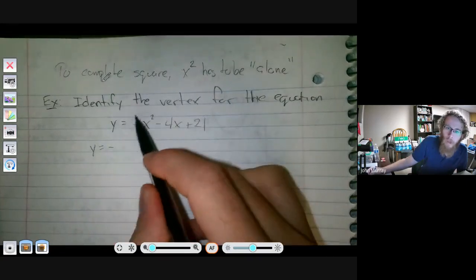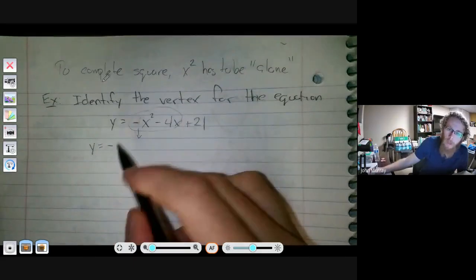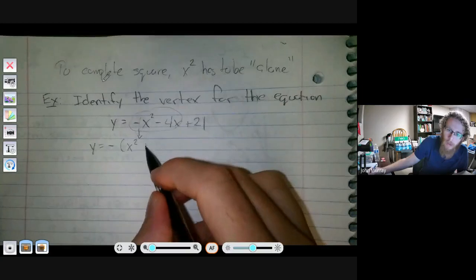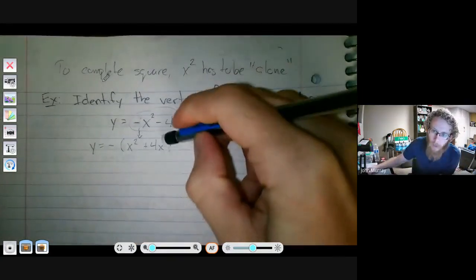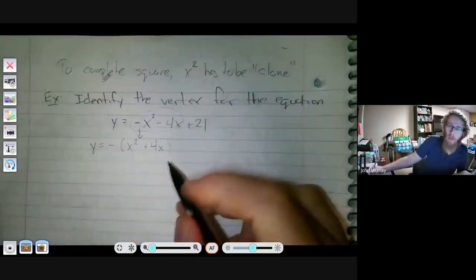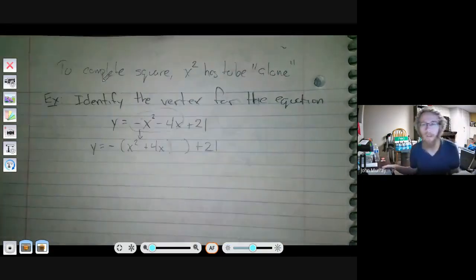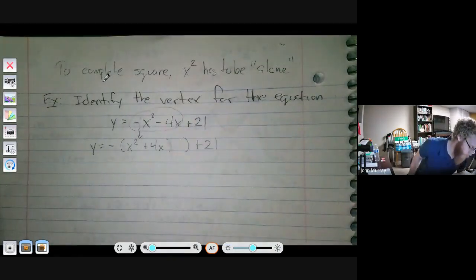But again, right now I'm only focused on the first two terms. I'm going to pull out a negative from the x squared and from the 4x. So that's going to make it a positive 4x. I'm going to leave that space there because I know I'm missing something. And then I have this plus 21 out here.